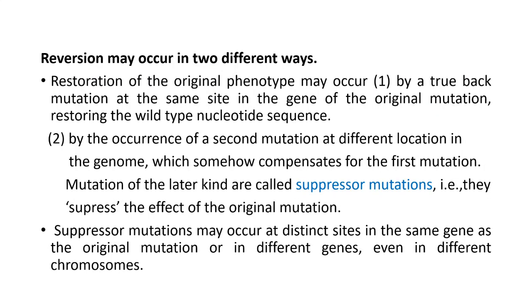Reversion may occur in two different ways. Restoration of the original phenotype may occur either by a true back mutation at the same site in the gene of the original mutation, restoring the wild-type nucleotide sequence, or by the occurrence of a second mutation at a different location in the genome, which somehow compensates for the first mutation. Mutations of the latter kind are called suppressor mutations, that is, they suppress the effect of the original mutation. Suppressor mutations may occur at distinct sites in the same gene as the original mutation or in different genes, even in different chromosomes.